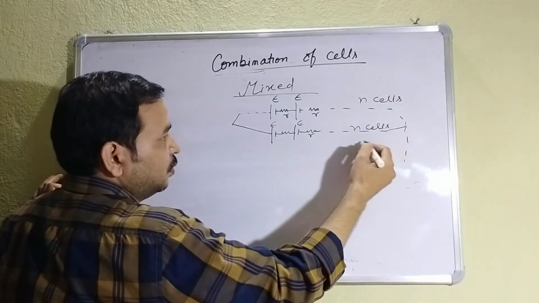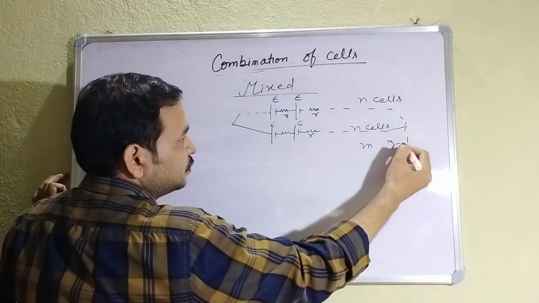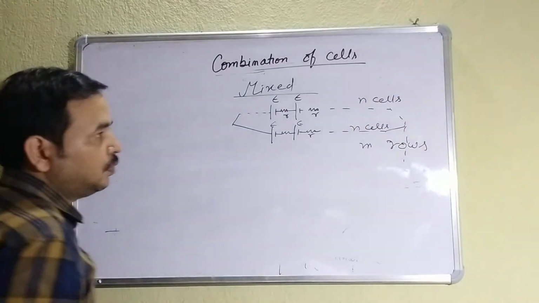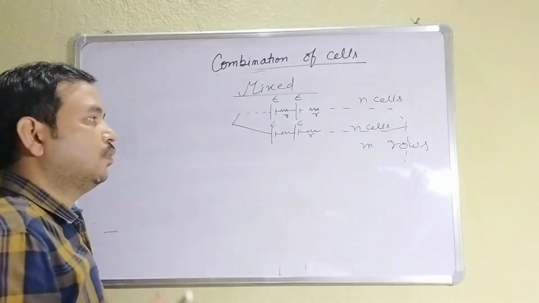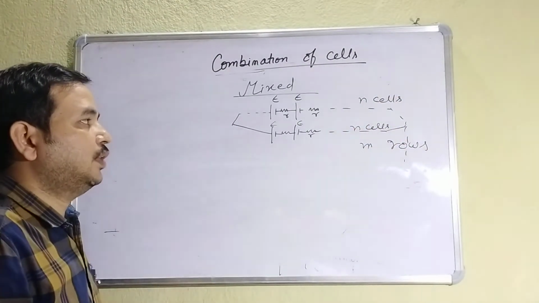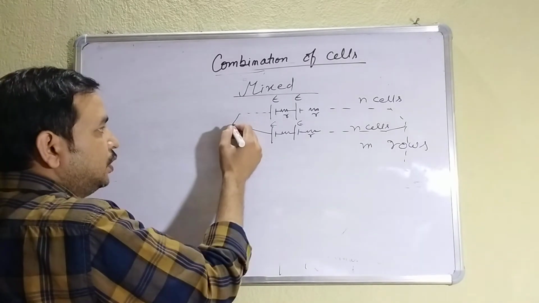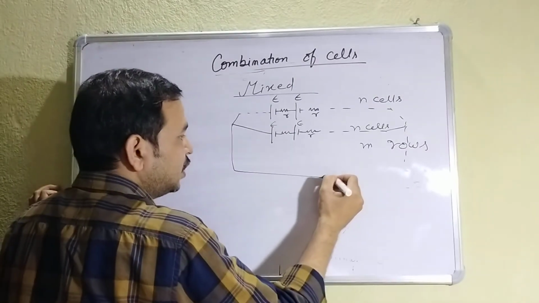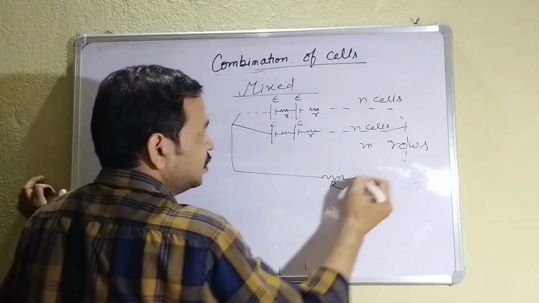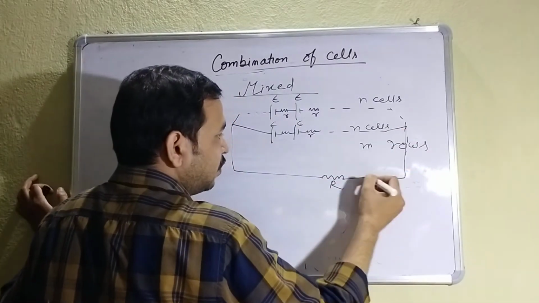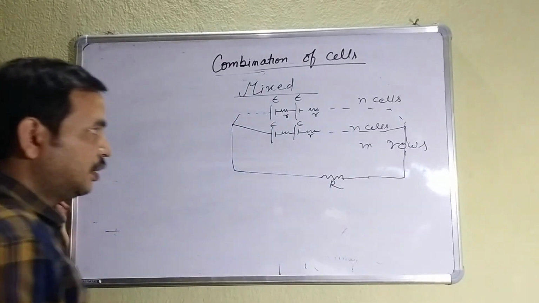Now this type of arrangement, suppose m rows are there, maybe 2 rows, maybe 3, maybe 4, we are not concerned about that, we have to derive the formula for it. If this is connected to, suppose, some external resistor R, then we have to find the formula for current also. That's why I have drawn the diagram.